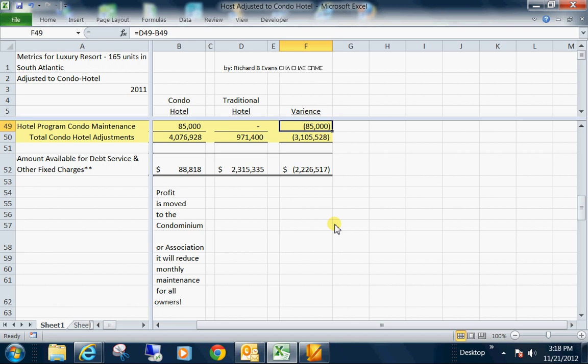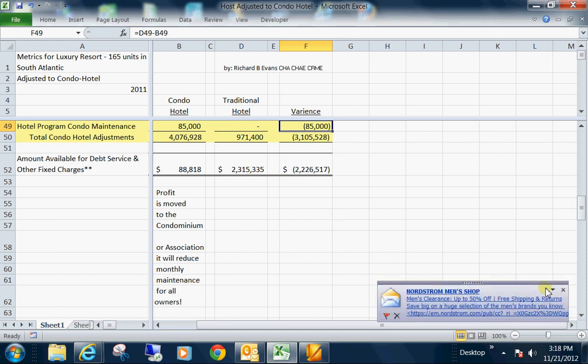That reduction, if it occurs, if the board of directors decides not to pay it out to the owners, that reduction in monthly maintenance fees will also enable owners to realize a higher fair market value for their units, because the monthly maintenance fee is looked at in terms of the value of condo units in the open market. So that's a good benefit.